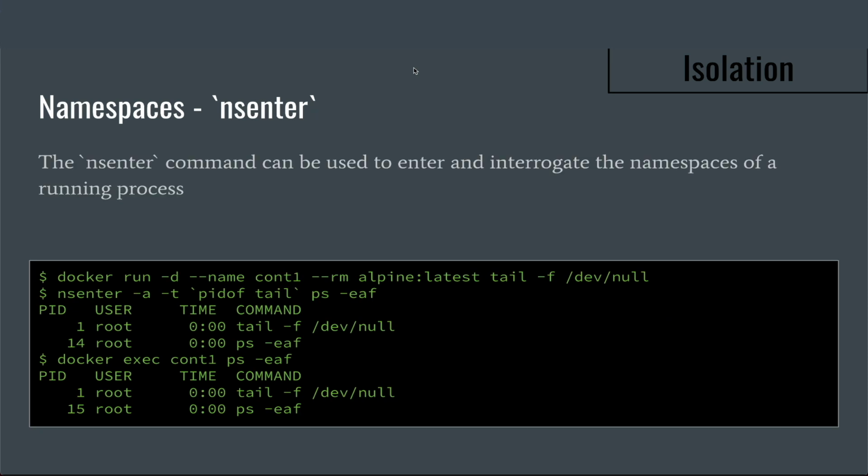The nsenter command allows a process to execute within the specified namespaces of another process. This is really useful when trying to debug namespace oddities. In this example, we execute a long-running tail command in a container, and we use nsenter from the container host to execute the ps command in the tail process namespace. As you can see, this has the same result as if we had run the ps command in the running container using the docker exec command.